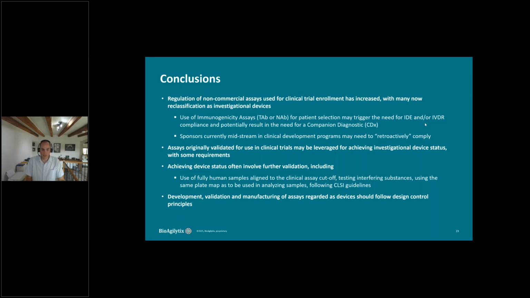Testing of interference substances is much broader within the IDE and IVDR space than in the clinical trial GCP assays. We need to use the same plate maps we're going to use for analyzing samples with the device. And the validations typically follow the CLSI guidelines, although there are similarities with what we do in the GCP world. And we've seen also that the development, validation and manufacturing of assays that regard devices need to follow the design control principles. So we'll wrap up there.